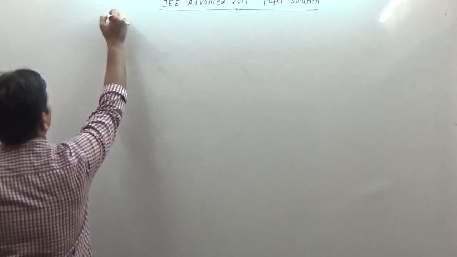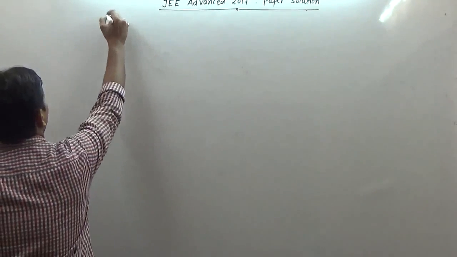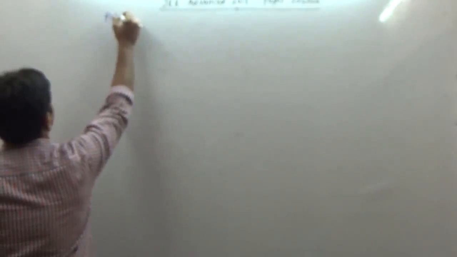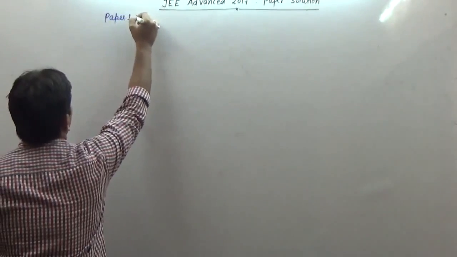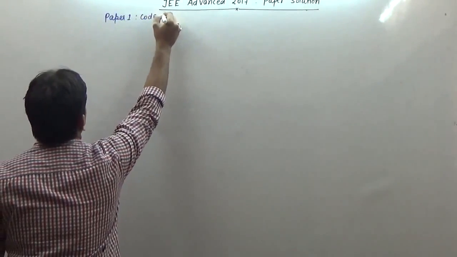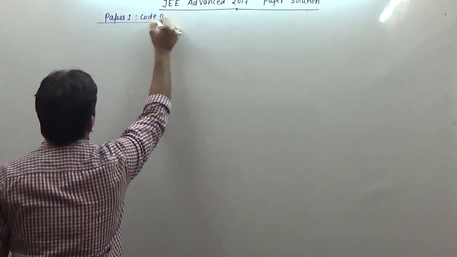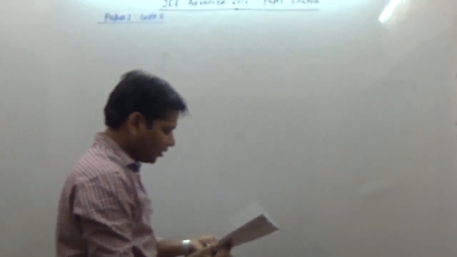So let us discuss paper 1. We are discussing paper 1 of 2017. So the paper 1 solution we are going to do is code 0. This is the solution that we are doing here.